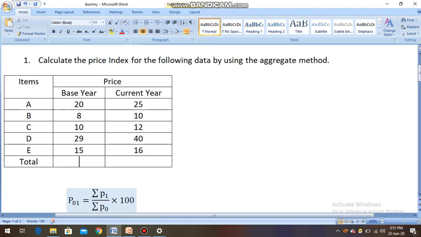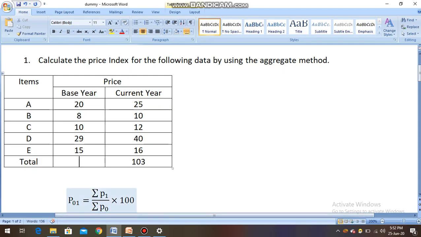of aggregate method is P01 is equal to summation P1 divided by summation P0 into 100. So you know about the notations now, right? What is P1? P1 is price of the current year. So this column is actually P1. Then what is summation P1? Summation P1 is the total of this column. So the total of this column is 103. So in place of summation P1, you have to substitute 103.